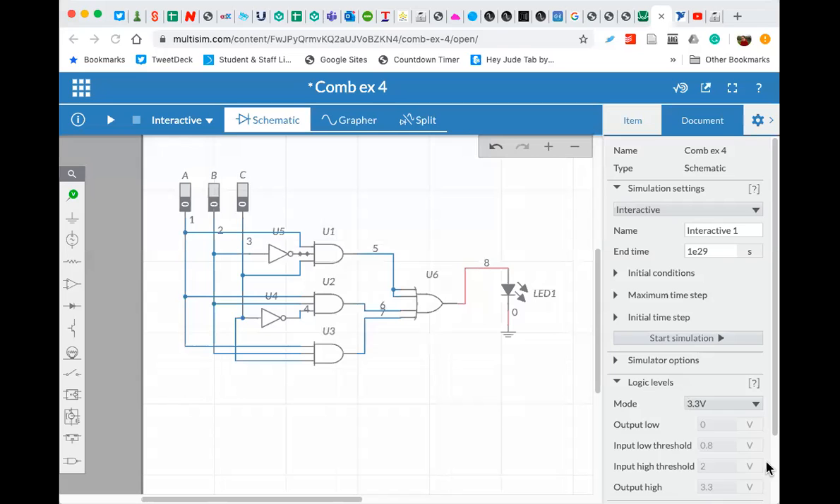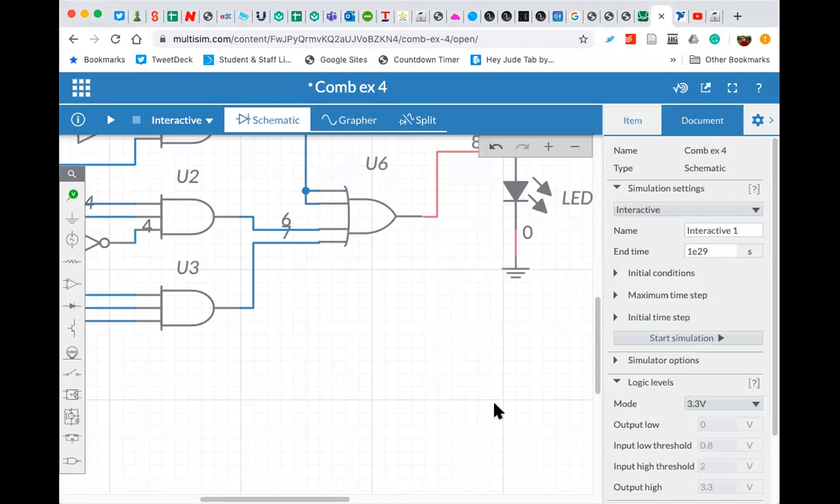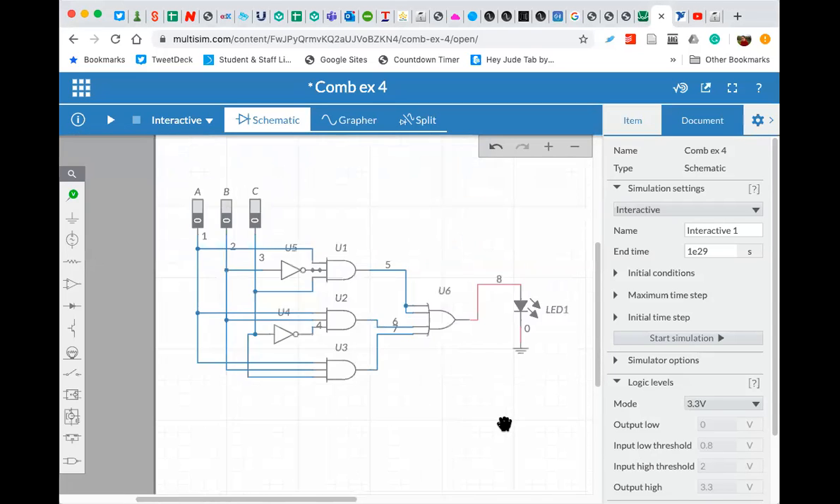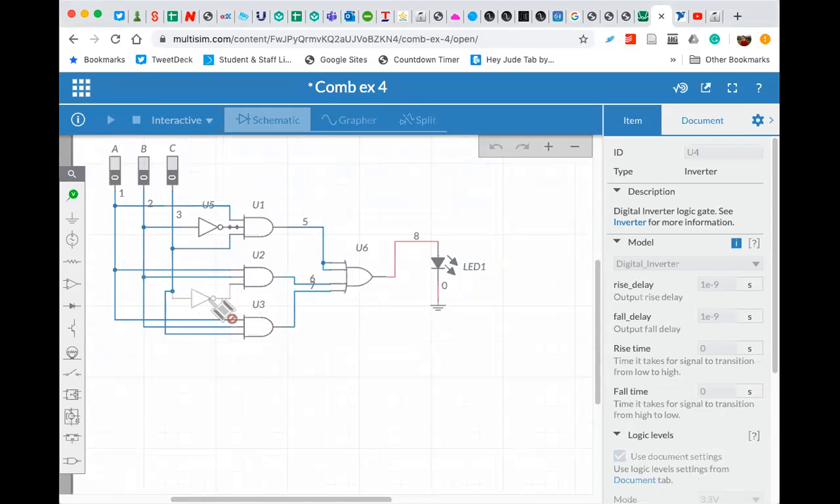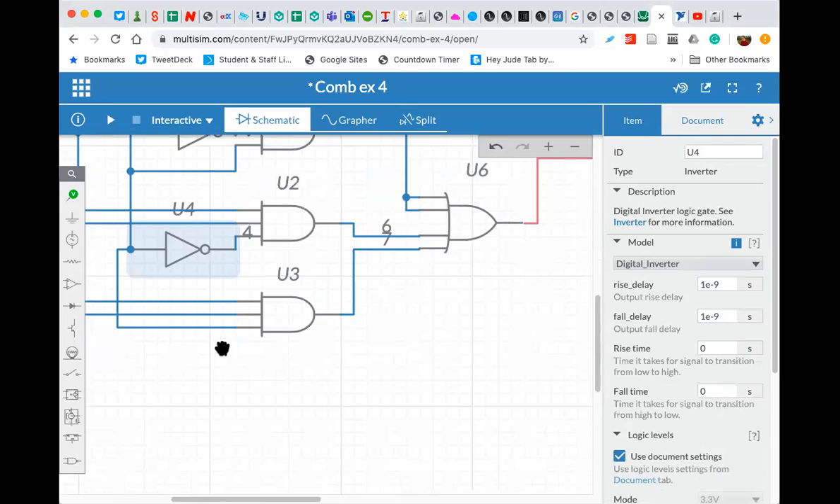Right, we're off. I've made that circuit. I had a bit of trouble. I don't know if anybody else has had a go, but I couldn't get a 3-input OR gate on the screen. It just wouldn't drop. So what I've done is I've put a 4-input in and connected two of the inputs together. That should do the same thing.